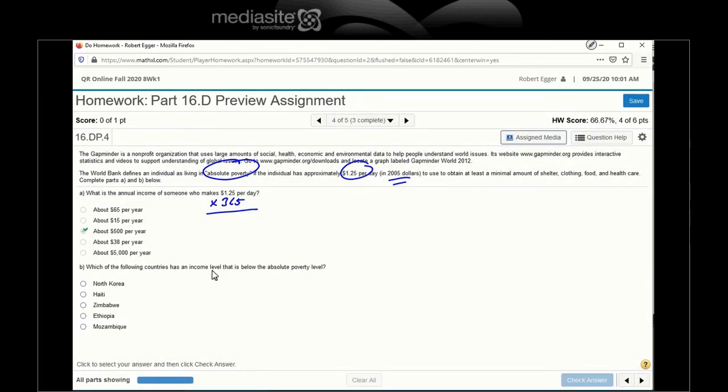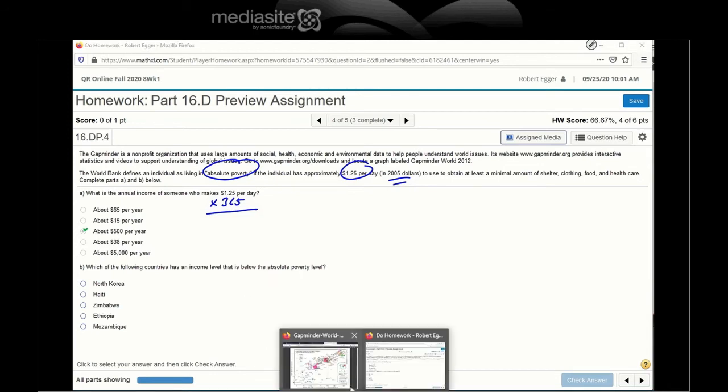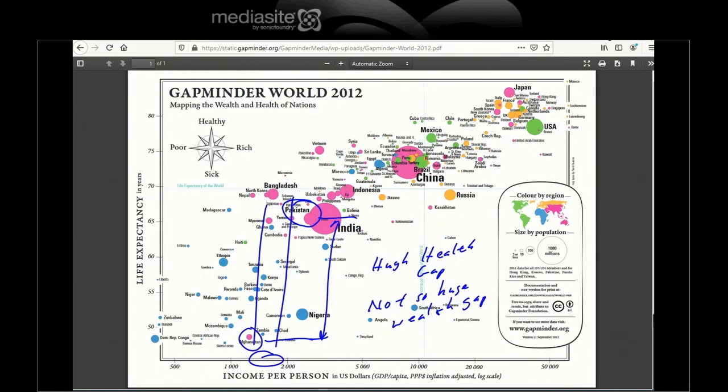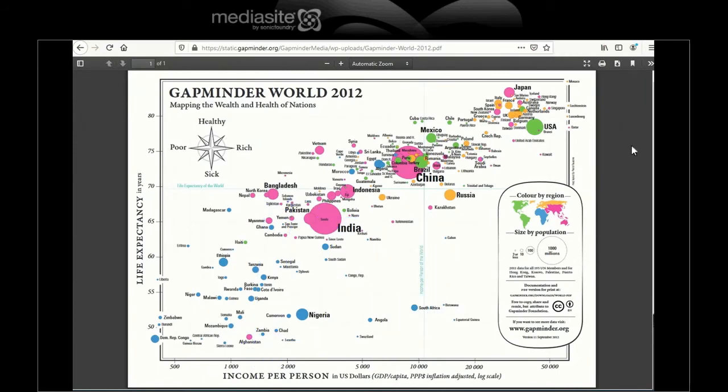Which of the following countries have an income level below the absolute poverty level? Let's go back to our graph here. $500. And the countries in there: Liberia, Africa; Zimbabwe, Africa; Burundi, Africa; Democratic Republic of Congo, Africa.